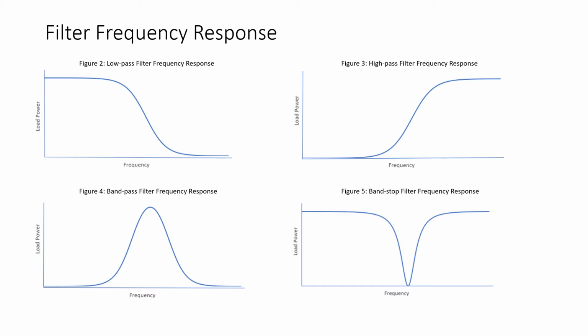And in figure 3 we see the frequency response curve of a high pass filter. And again, at high frequencies, the load power is great, and at low frequencies, the load power is very small. Figure 4 shows us the frequency response curves for a band pass filter. And notice that at some frequency, the load power is great, and at frequencies below and above that frequency, the load power is small. And lastly, in figure 5, we see the frequency response curve of a band stop filter. And at some selected frequency, the load power is minimal, and at frequencies below and above that frequency, the load power is great.